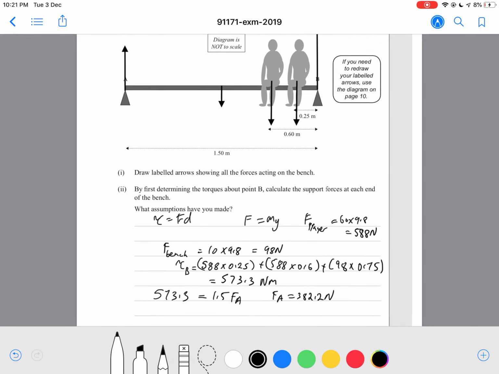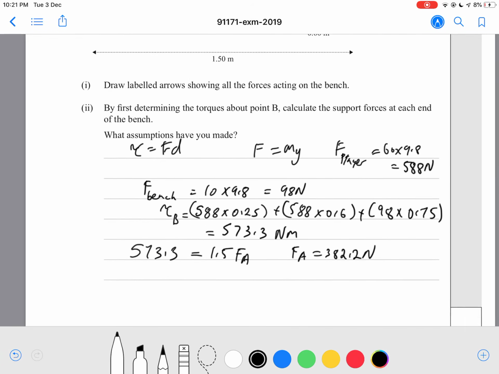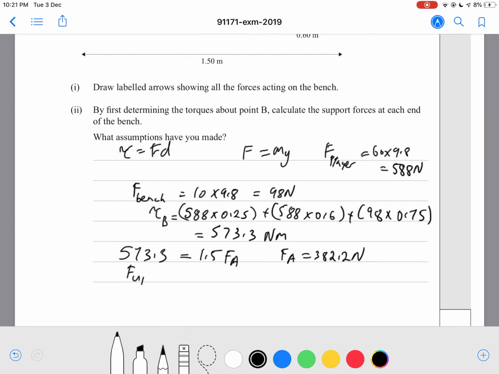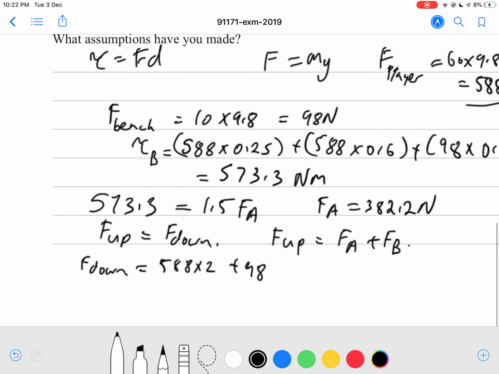Right, so we want to calculate the support forces at both ends. We can use the relationship that the forces up are equal to the forces down because the bench is in equilibrium. So F up equals F down. F up will be equal to your two support forces. In terms of your F downwards, that equals your total forces acting downwards. So that's your 588 times 2 plus your 98. Not 9.8, plus 98.